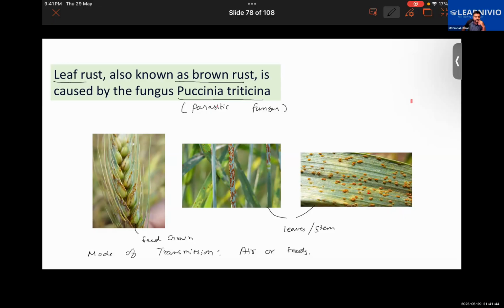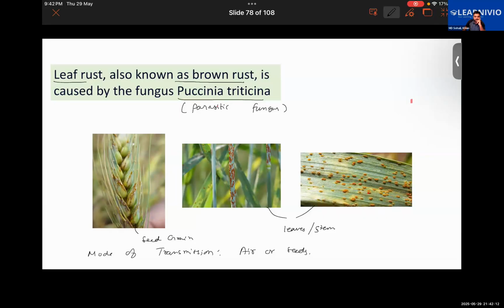So far, two plant diseases we have learned about. One was citrus canker. Can you give an example of the plant which usually gets infected from citrus canker? Anyone? Give one example of a plant that gets infected from citrus canker.